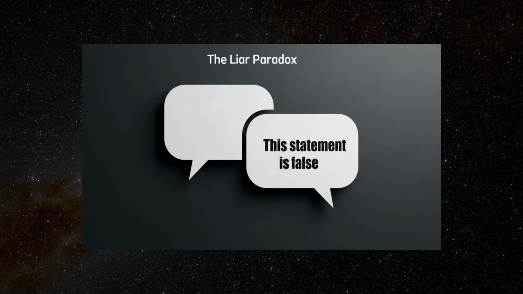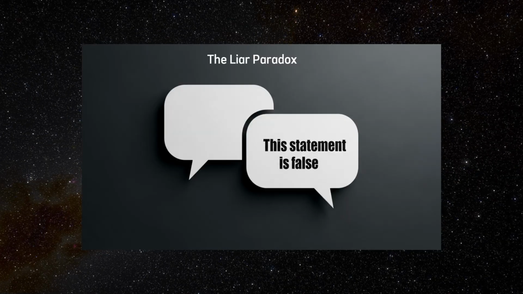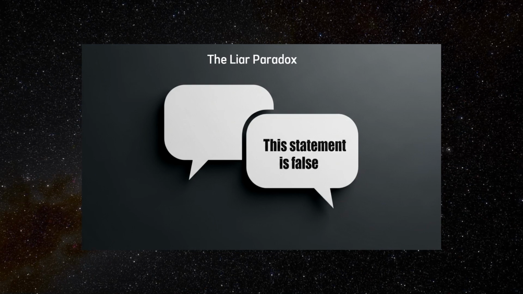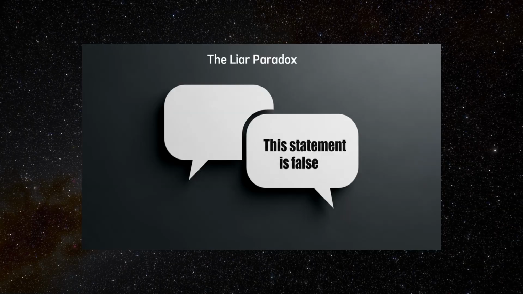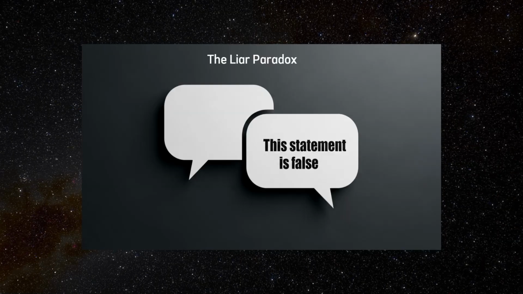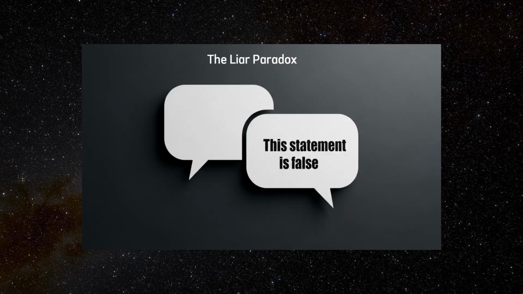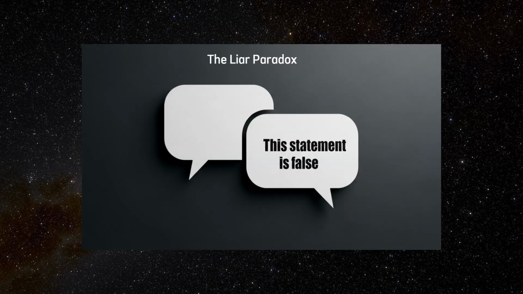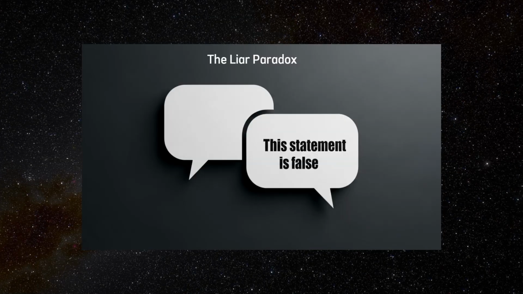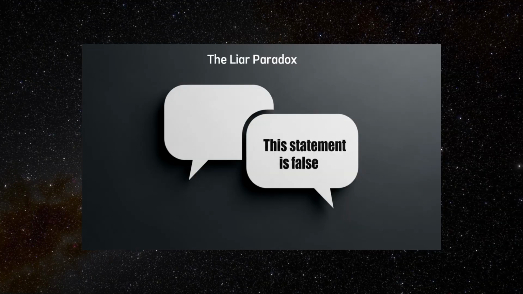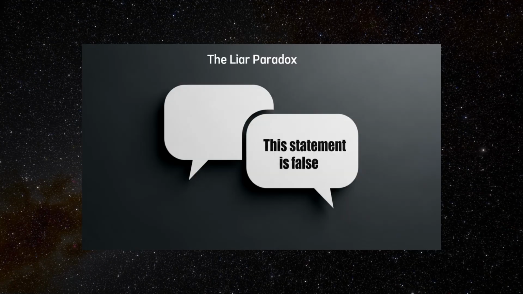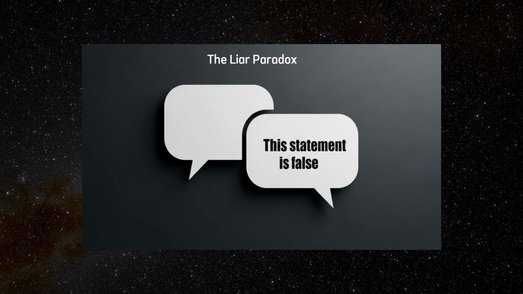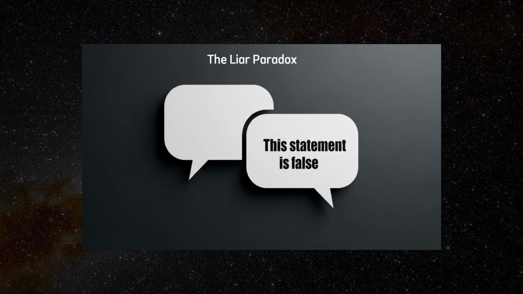Attempts to resolve or bypass the paradox have led to various philosophical and logical strategies. Some have proposed that language must be structured in hierarchical levels, so that statements cannot refer to their own truth within the same level of language. This was the approach taken by the logician Alfred Tarski, who suggested that a clear separation between object language, where statements are made, and meta-language, where statements about statements are made, could prevent the kind of self-reference that produces the paradox.